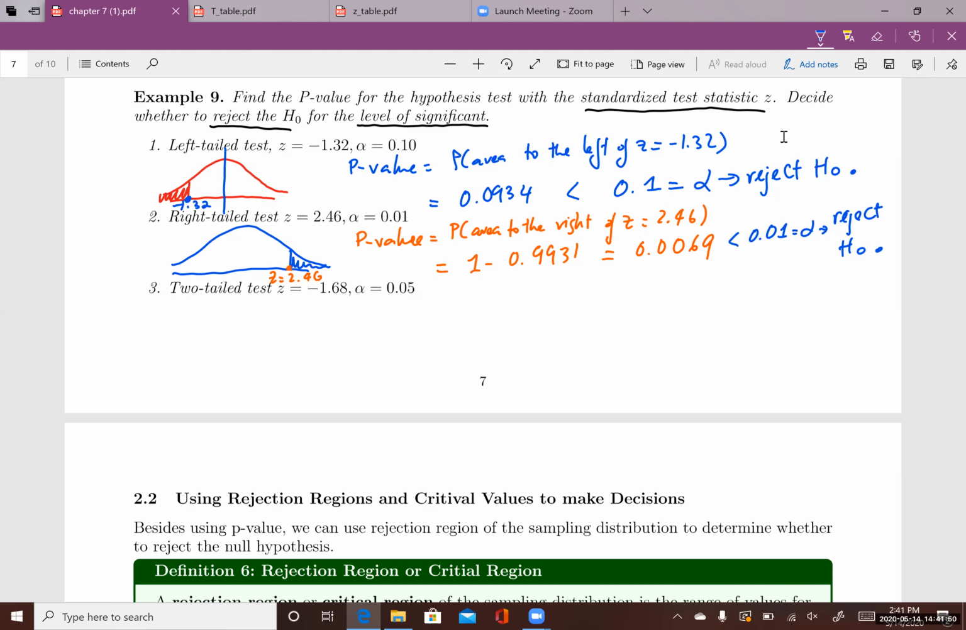All right. Now go to the next example when you have a two-tailed test. Two-tailed test. I want to draw a shaded area on both sides. And I found the Z value is negative 1.68. Okay, now I need to find the p-value. The p-value in this case, in the two-tailed test, equals 2 times the area to the left of this z value.